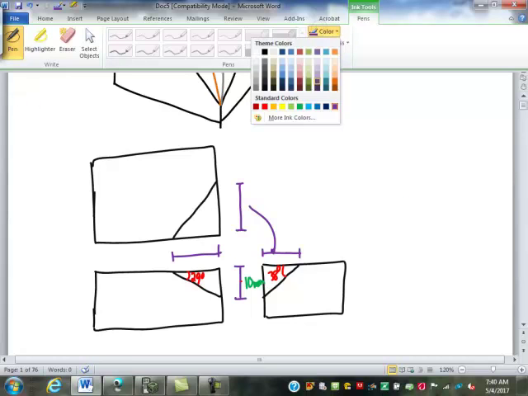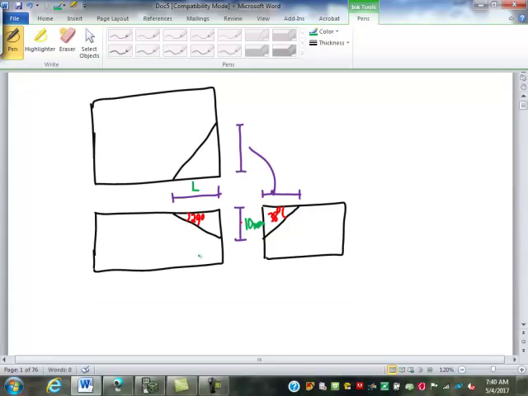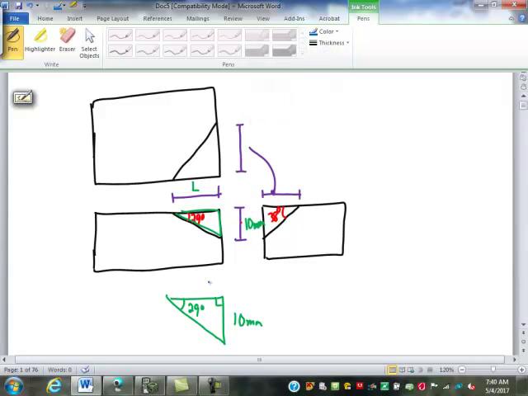So now I'm going to find this length L. To find that L, I'm going to use this triangle. Now again, this isn't the real length L, it's just L based on my chosen depth. But again, all the angles are going to be proportional. All we're looking for is angles here. So if this is 10 millimeters, and this is 29 degrees, we're looking for this side up here, L.